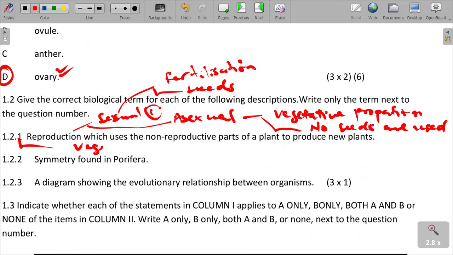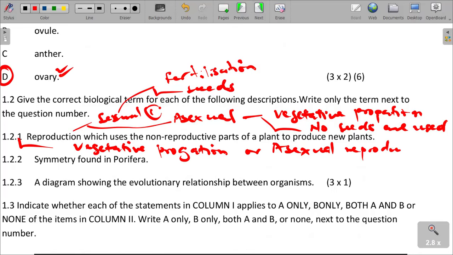Asexual reproduction or vegetative propagation. Asexual reproduction, where we use some parts of the plant itself. Adult plants are used to produce new vegetation and so forth. So it is asexual, meaning there is no fertilization that occurs there.